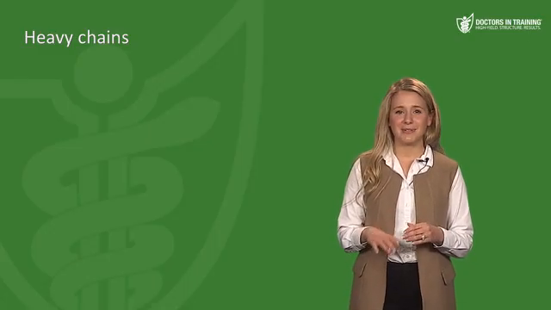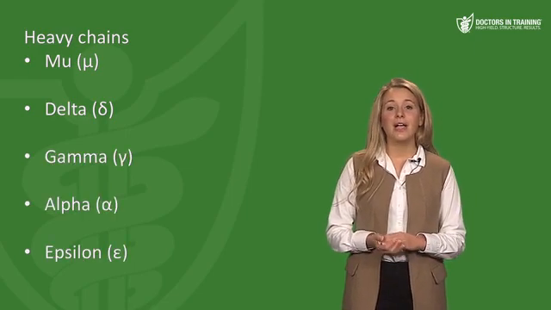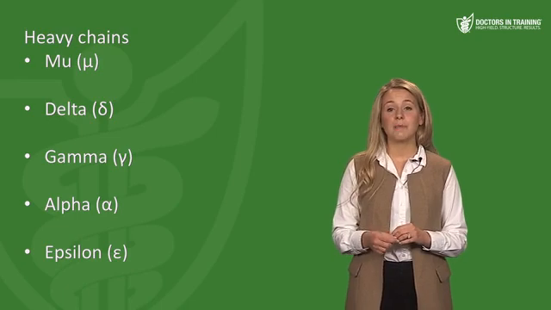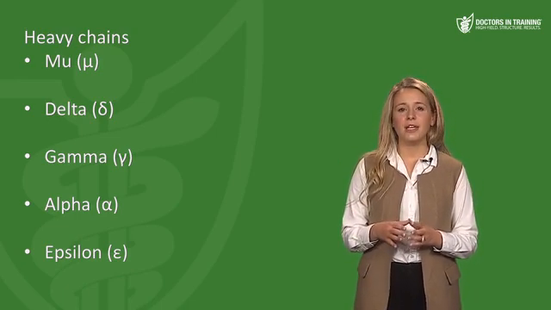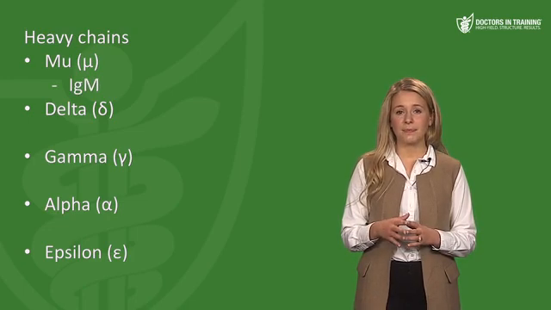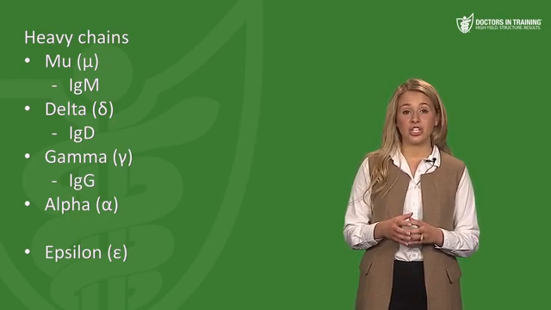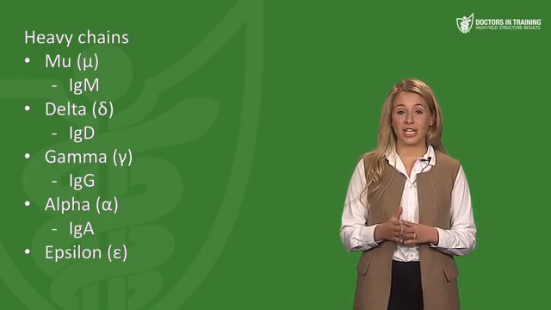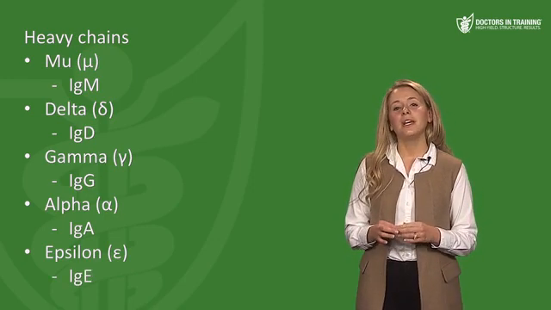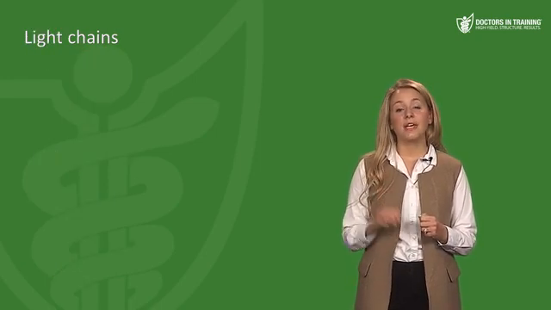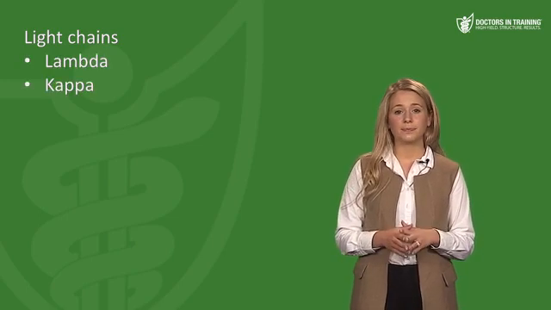There are 5 different types of heavy chains: mu, delta, gamma, alpha, and epsilon. And each of these heavy chains corresponds to a specific antibody isotype. If an antibody has a mu chain, that makes it an IgM antibody. Delta corresponds to IgD, gamma corresponds to IgG, alpha corresponds to IgA, and epsilon corresponds to IgE. Now, there are only 2 different types of light chains, lambda and kappa.